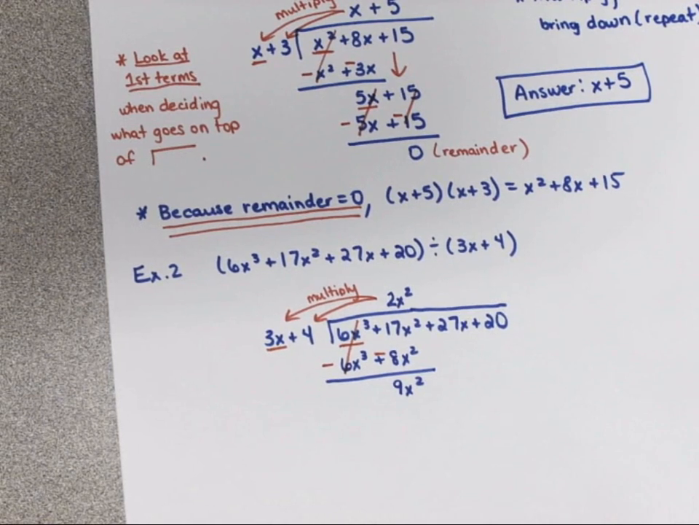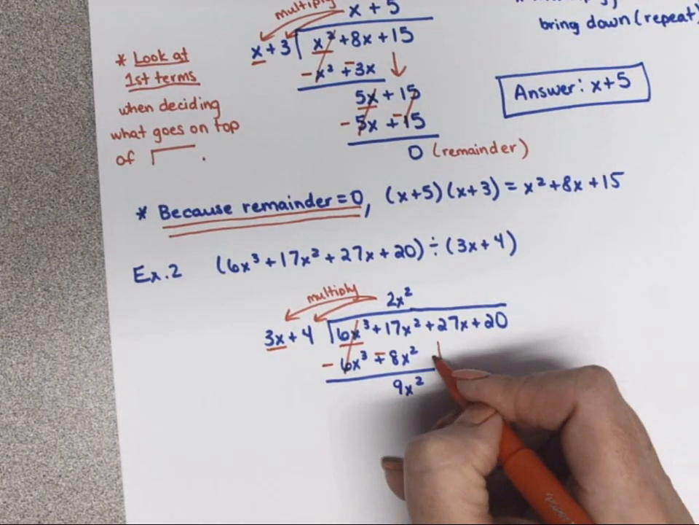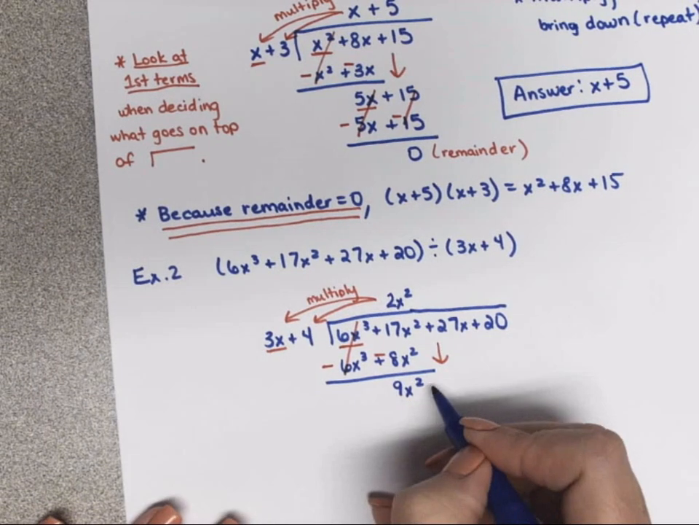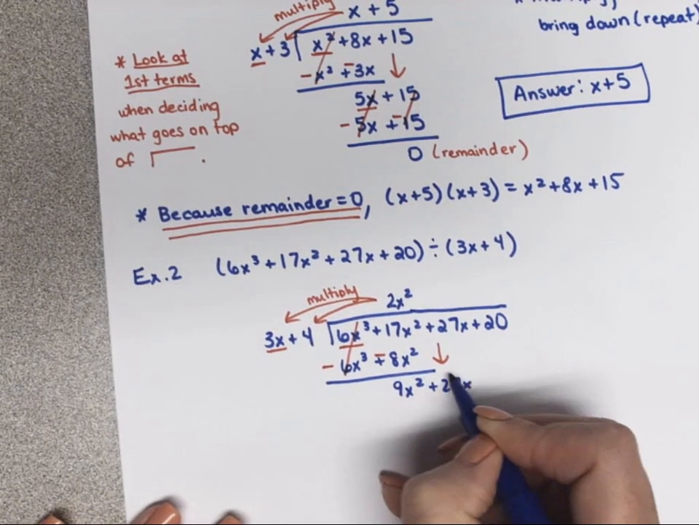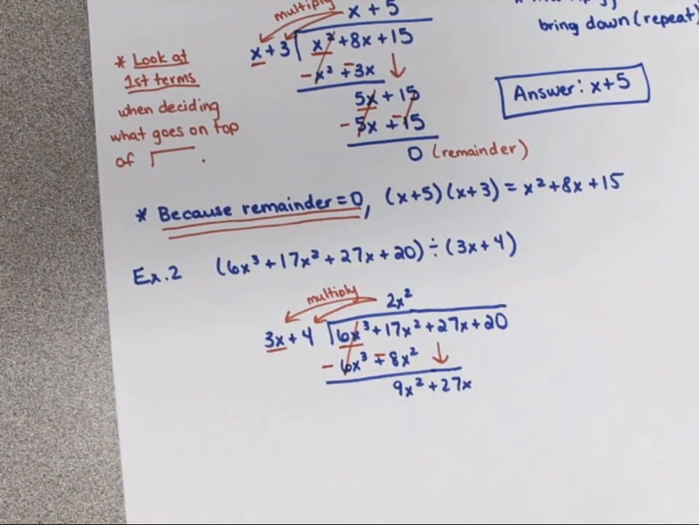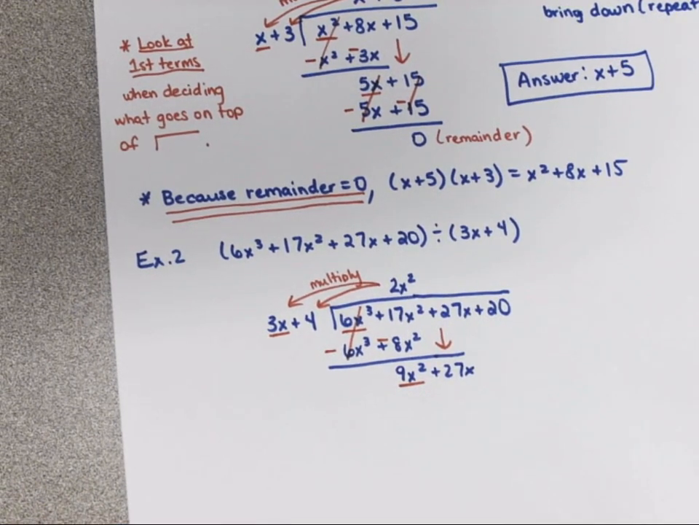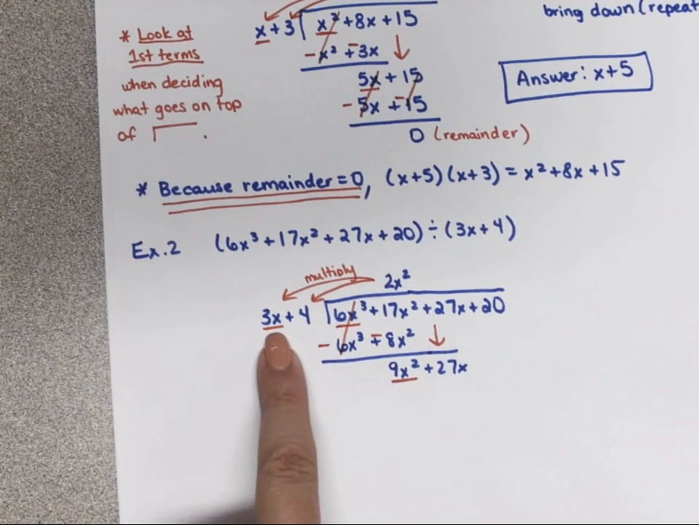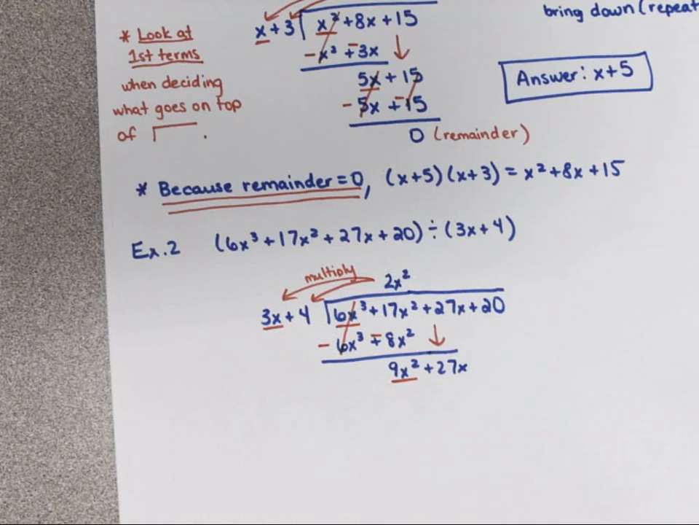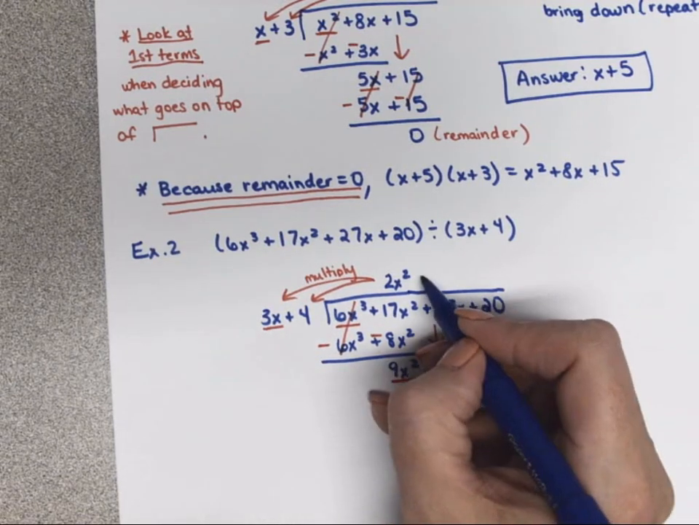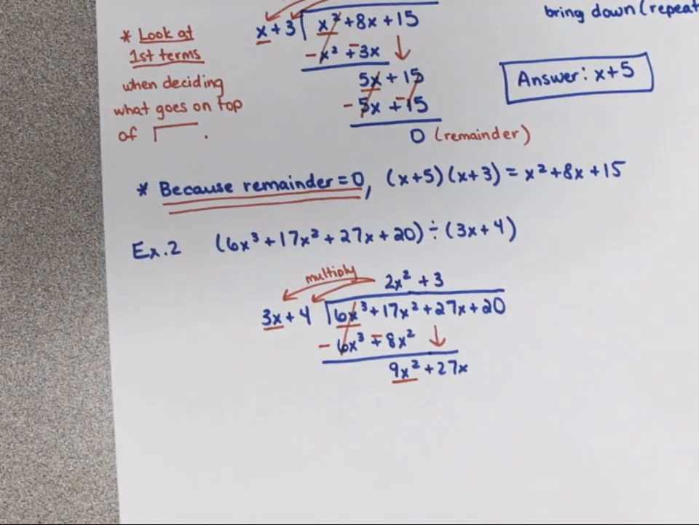I multiplied, I subtracted, so now what comes after that? Bring down the next thing, which is plus 27x. And then I'll do the process again, right? Only looking at what terms every time? The first terms, right? So if I take 9x squared and I divide out a 3x, so let's do the numbers first. What's 9 divided by 3? 3, right? You're thinking 12 divided by 3.